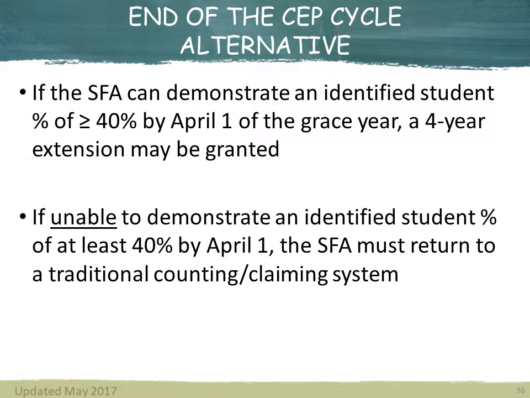If the SFA can demonstrate an identified student percentage greater than 40% by April 1st of the grace year, then you can get another 4-year cycle. If unable to demonstrate an identified student percentage of at least 40%, the SFA must return to traditional accounting and claiming. Like I said, we try really hard to not get to this point, and we're nowhere close with any of our systems to being in that 4th year cycle because we've worked so hard to convince you just to go ahead and reestablish.